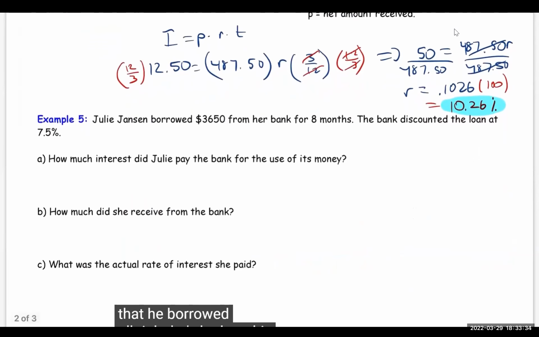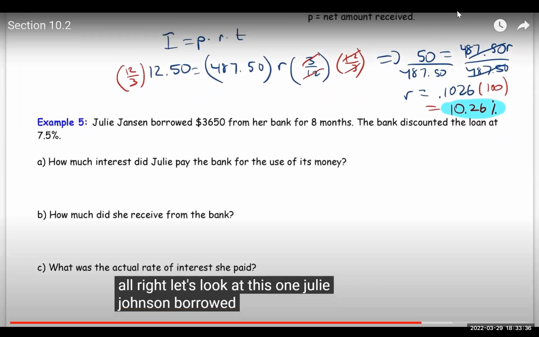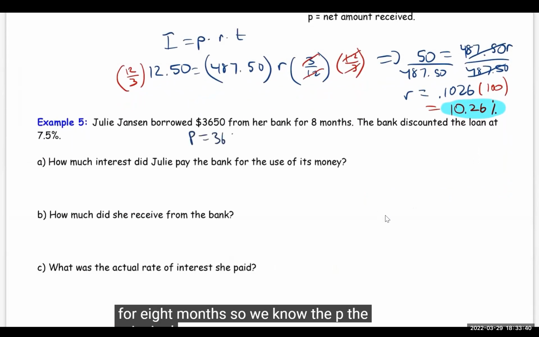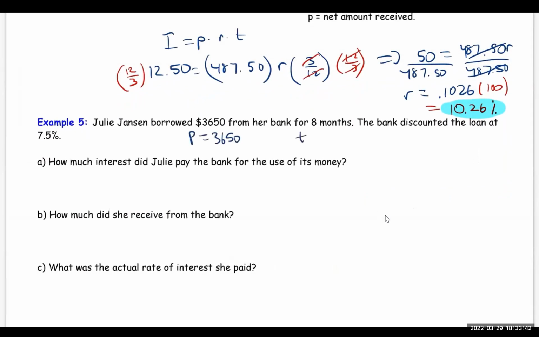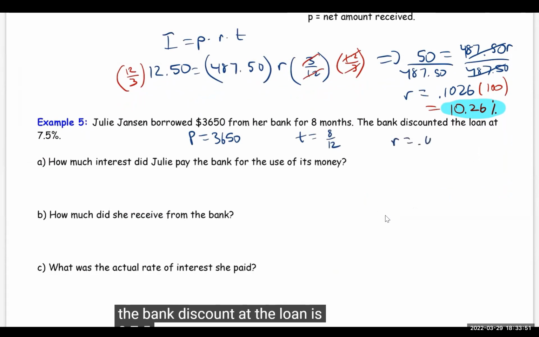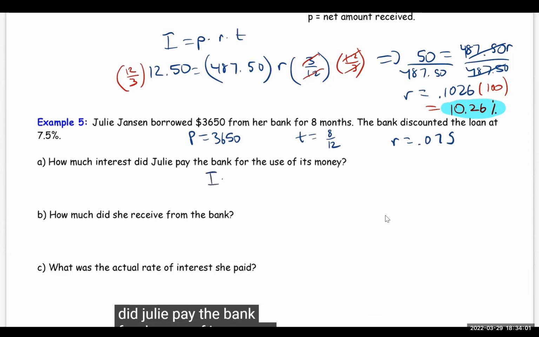All right, let's look at this one. Julie Jansen borrowed $3,650 from her bank for 8 months. So we know the P, the principal. We know the time. That's going to be 8 out of 12 because we're converting to years. And the bank discount rate on the loan is 7.5%, so that's going to be 0.075 after we move the decimal 2 places to the left. How much interest did Julie pay the bank for the use of its money?